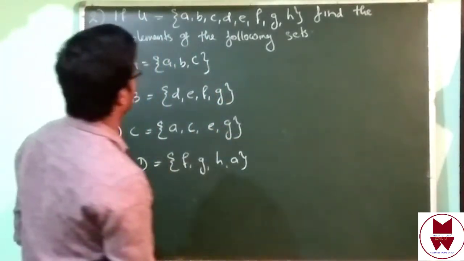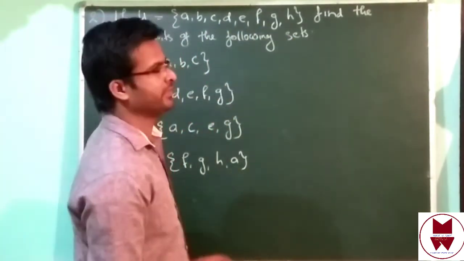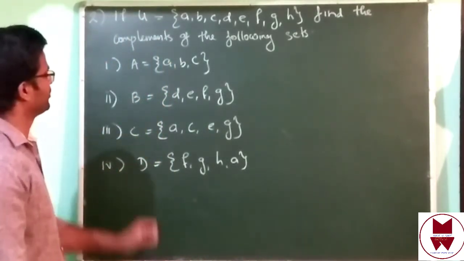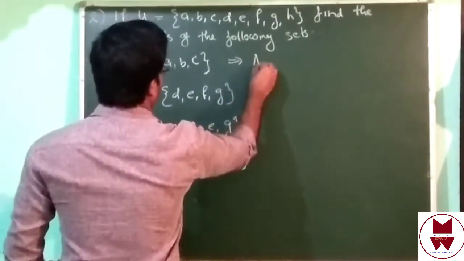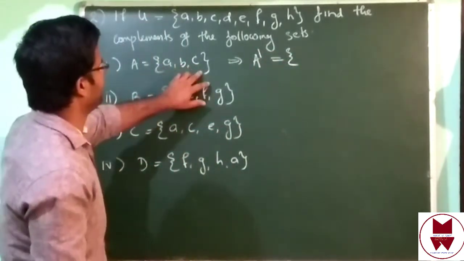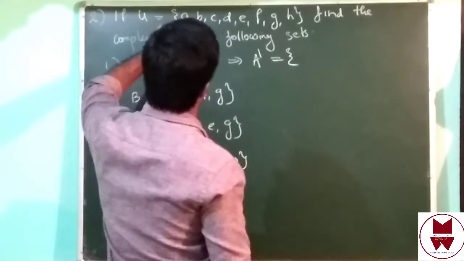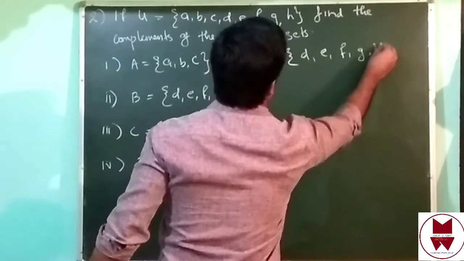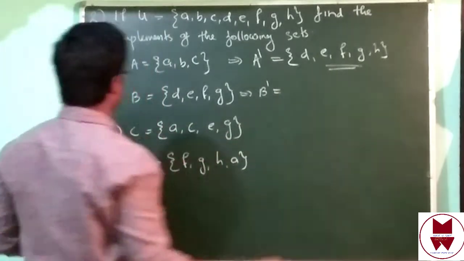Now we can see question number 2. If U equals set {A, B, C, D, E, F, G, H}, find the complements of the following sets. Here some sets are given, we have to find the complement. First, Roman number 1, A equals set {A, B, C}. We can find A complement. These 3 elements we just delete from the universal set. That means A, B, C no need to consider. Then remaining D, E, F, G, H. That is A complement.